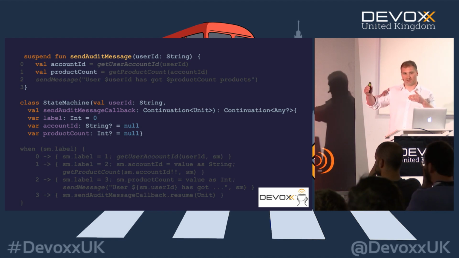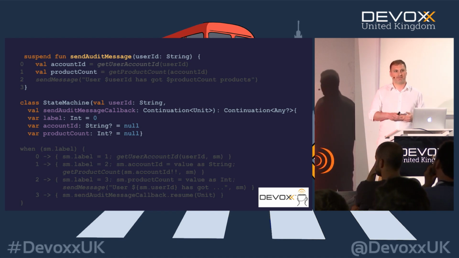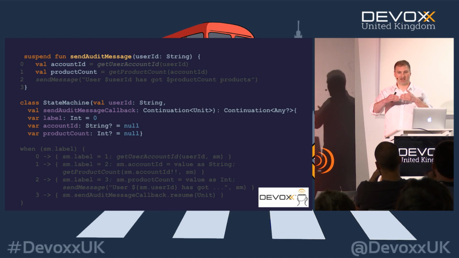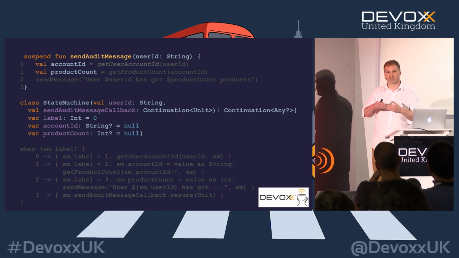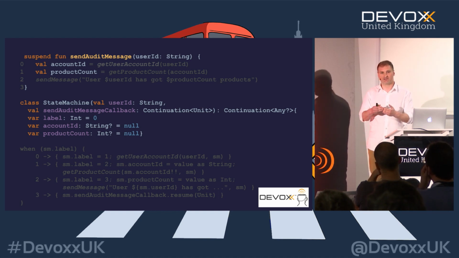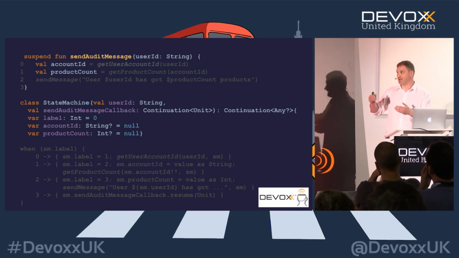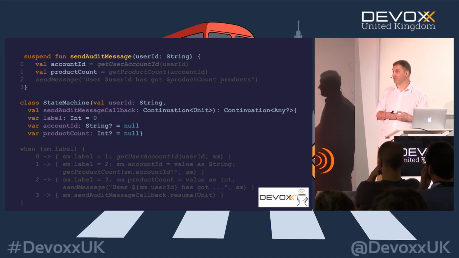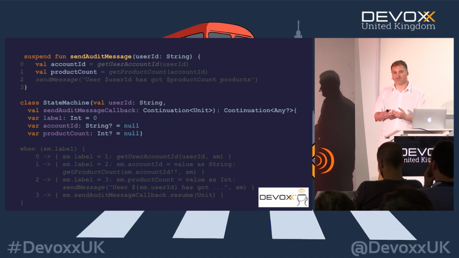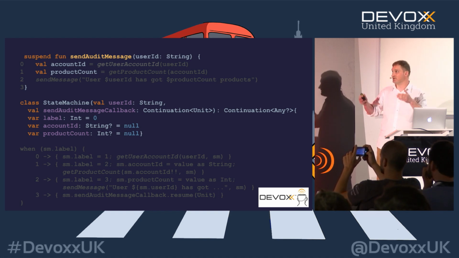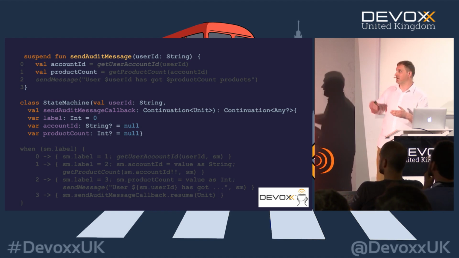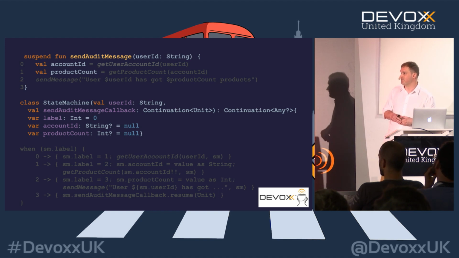So our suspending function is compiled into a state machine. It is compiled into a state machine because essentially, if we want to suspend the execution, we have to store the state of this execution somewhere. And the state of the execution consists of several things. So we have things like the parameters of the original function, so we have this user ID here. We have the original callback, which we have to preserve so that when we finish executing our suspending function, we should call the resume method on the callback that was passed to our function, our send audit message function.